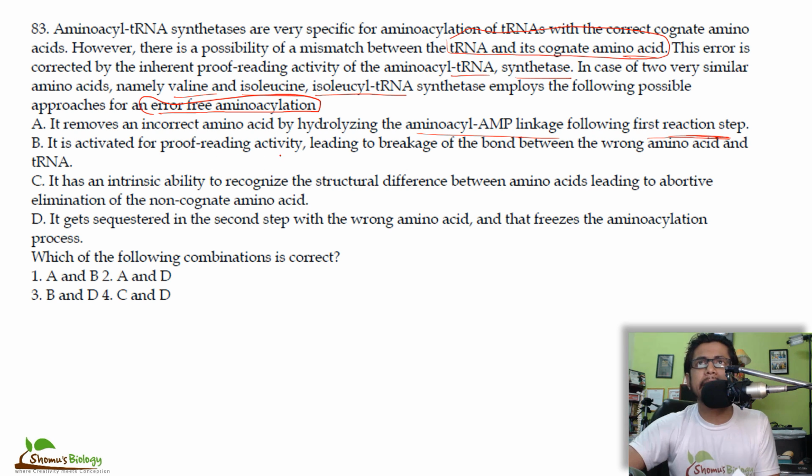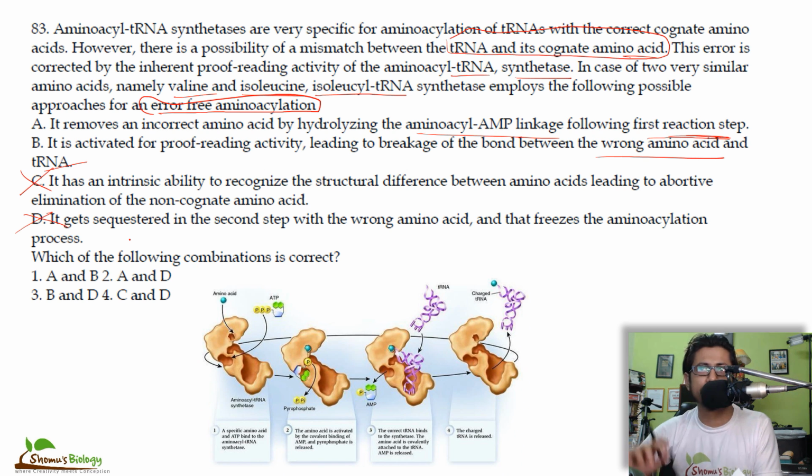It is activated for proofreading activity leading to the breakage of the bond between the wrong amino acid and the tRNA. This is also a possibility. It has an intrinsic ability to recognize the structural difference between amino acids leading to the abortive elimination of the non-cognate amino acid. No, this is not a possibility. There is no intrinsic ability of the amino acyl tRNA synthetase to find out the proper amino acid as well as to find out the proper tRNA for the amino acid. It gets sequestered in the second step with the wrong amino acid, and that freezes the aminoacylation process. No, this is not even true, because in this case we are not talking about the addition of multiple amino acids by the same enzyme. The enzyme is specific.